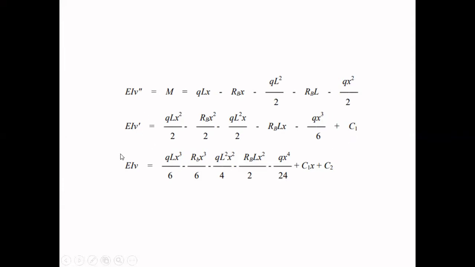Then again, on integrating this equation, we'll simply get qlx cube by 6 minus RBx cube by 6 minus ql square x square by 4 minus RBlx square by 2 minus qx to the fourth by 24 plus c1x plus c2.